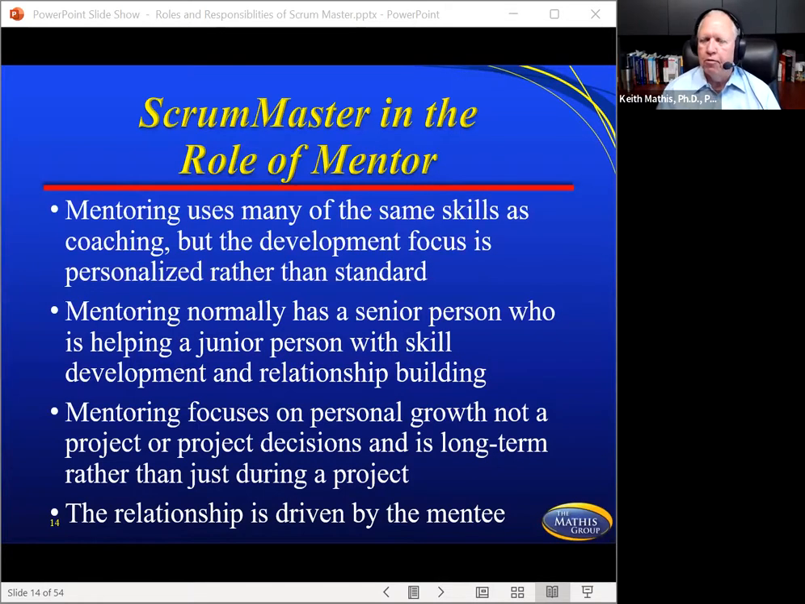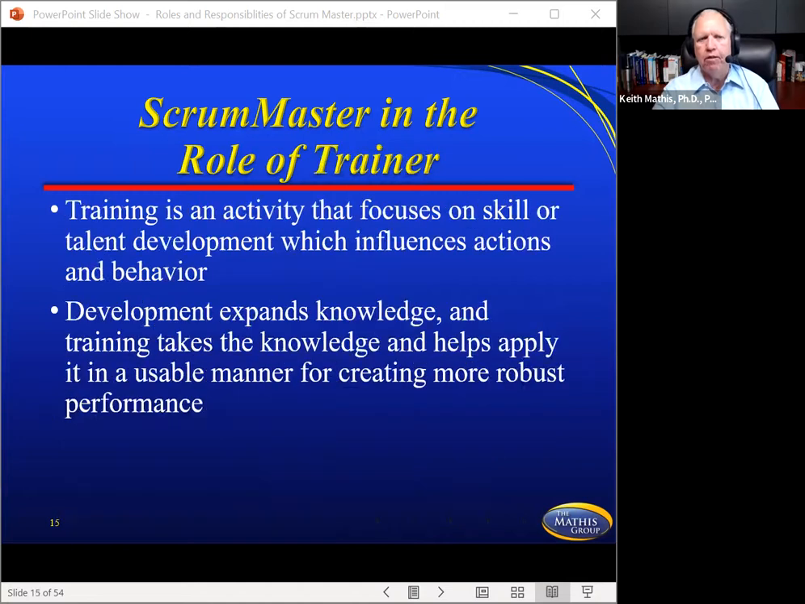And then you'll be blessed to have people who have both of these. And so the relationship is driven really by the mentee, because they're wanting to learn how to do some things. They're wanting to grow and experience some of these things.